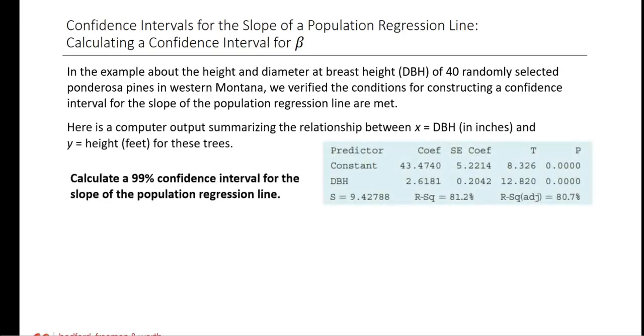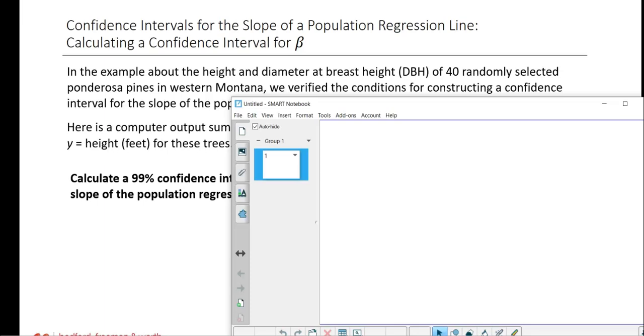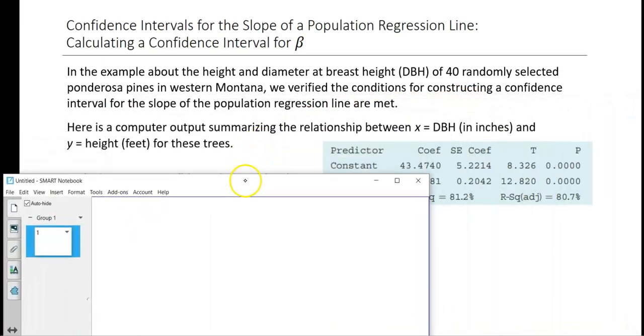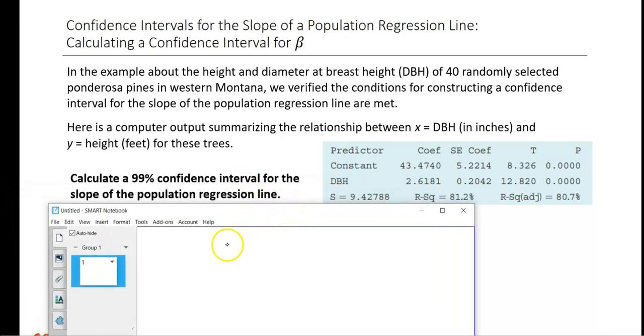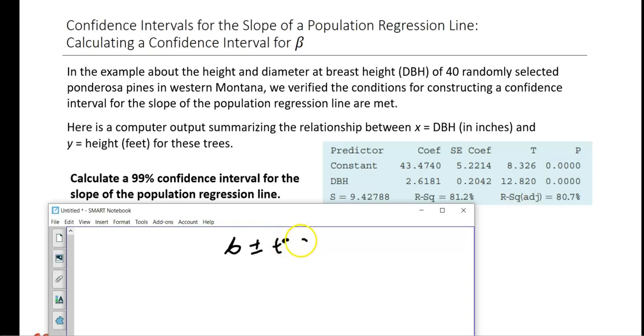Okay, calculate a 99% confidence interval for the slope of the population regression line. Okay, so let's try to do this. So we know our formula is b plus or minus t critical value times the standard error. Okay, so b is the slope.